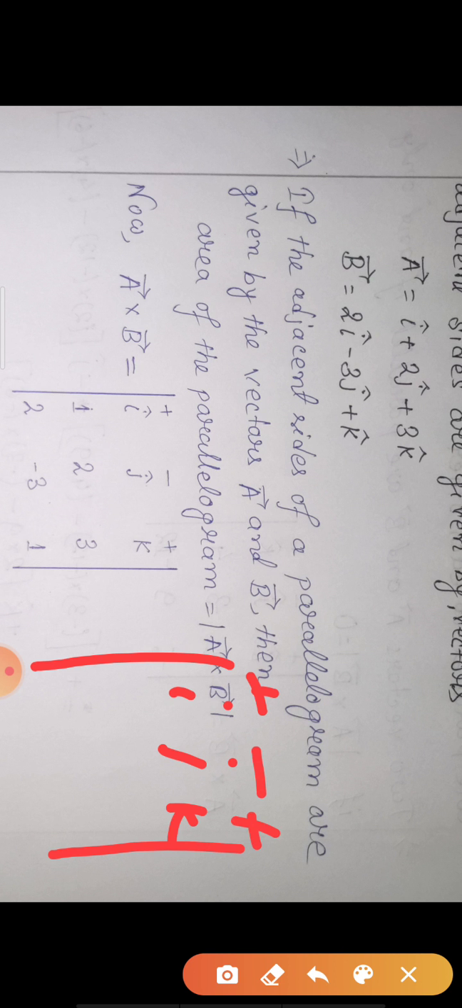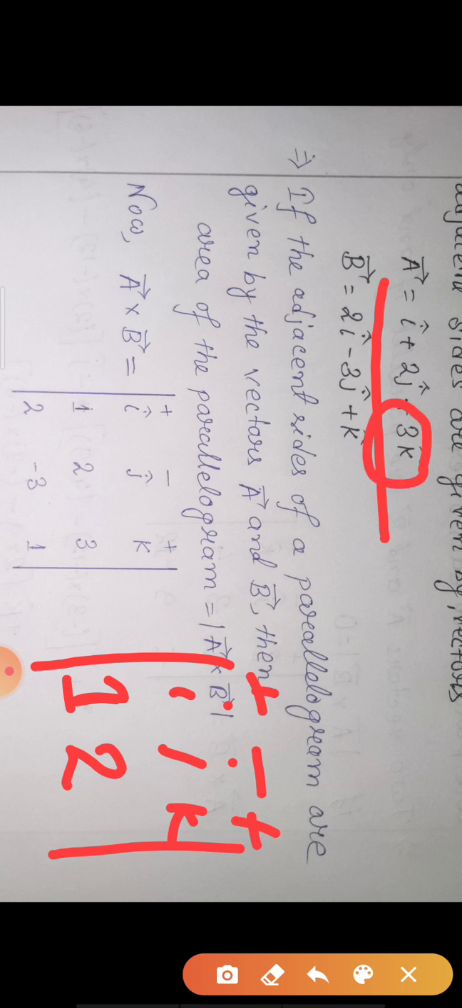Now you have to put the values of the a vector in the second row. So with i hat you have how much? With i hat you have 1, so write 1. With j hat you have how much? 2, so write 2. And with k hat you have 3, so write 3. Now put the values of the second vector, b vector. With i hat you have 2, then with j hat you have minus 3, and with k hat you have 1.